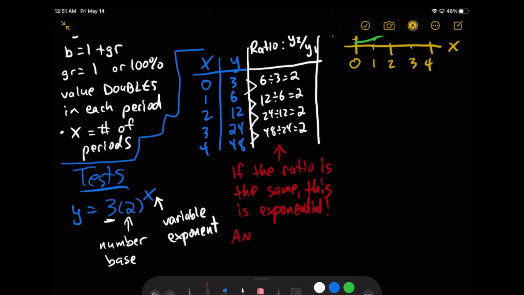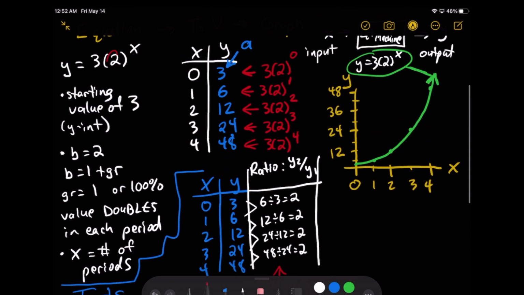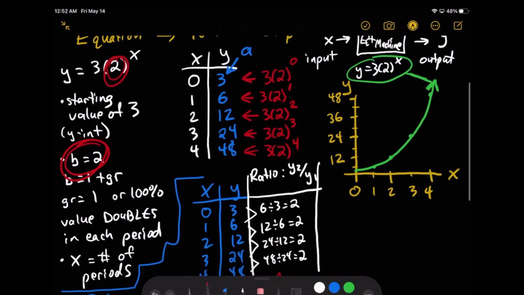And this ratio, does it look familiar to anyone? This ratio is our b value. So I just found the ratio. It had a value of 2. Well, this number is 2. This number is 2. That's my b value. And so all this is connected. So as soon as I look at this equation, I already know the b value should be 2.